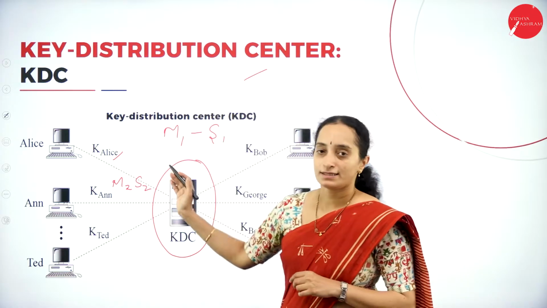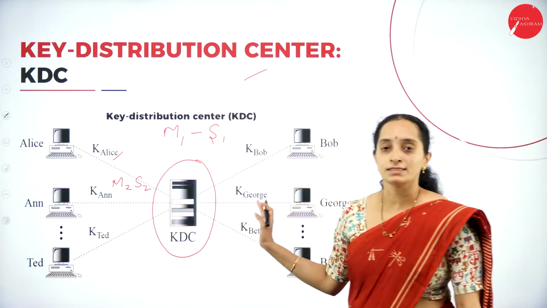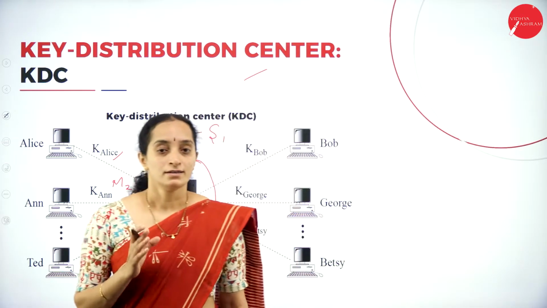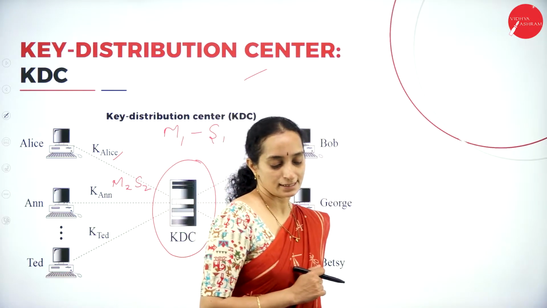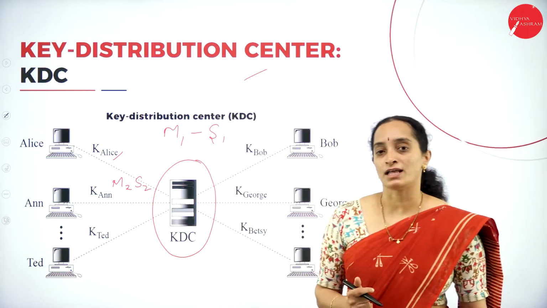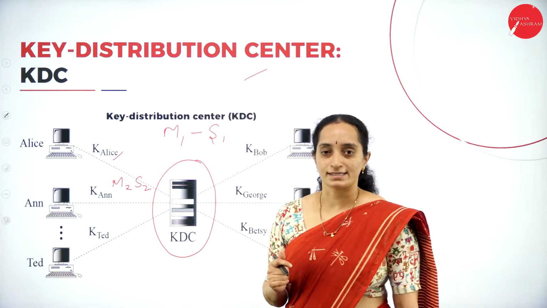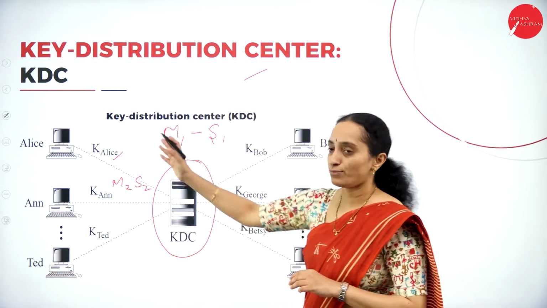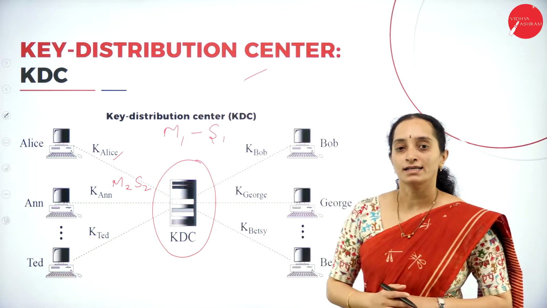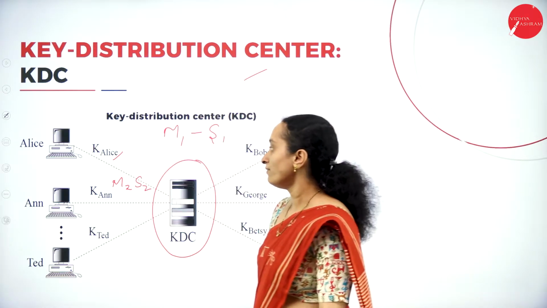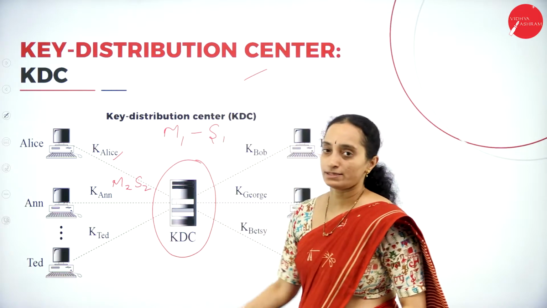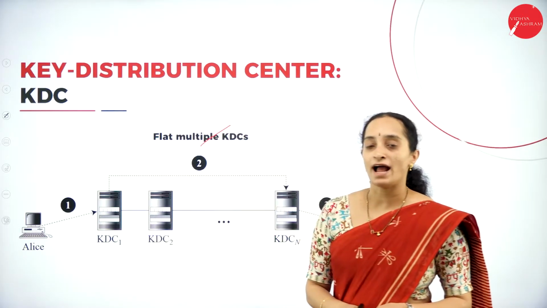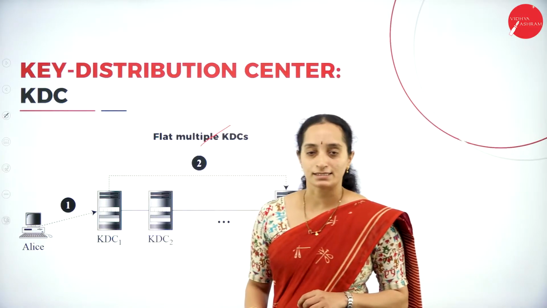So using the session key, the messages can be exchanged. The KDC acts as an intermediary between the sender and the receiver. The KDC is the one who authenticates both the sender and the receiver. Okay. Now, the general concept is like this. The next thing is to know the flat multiple KDCs.